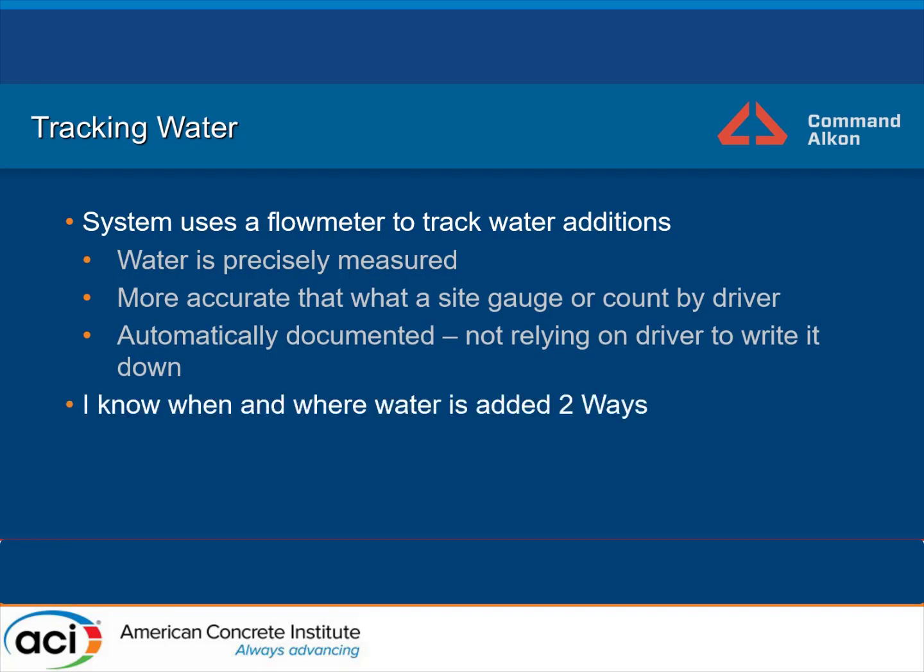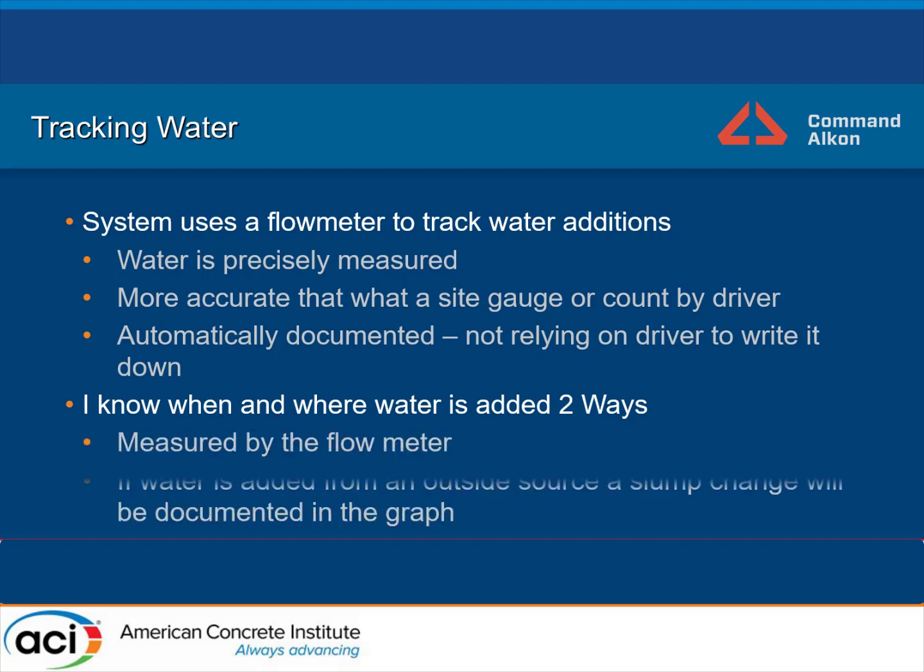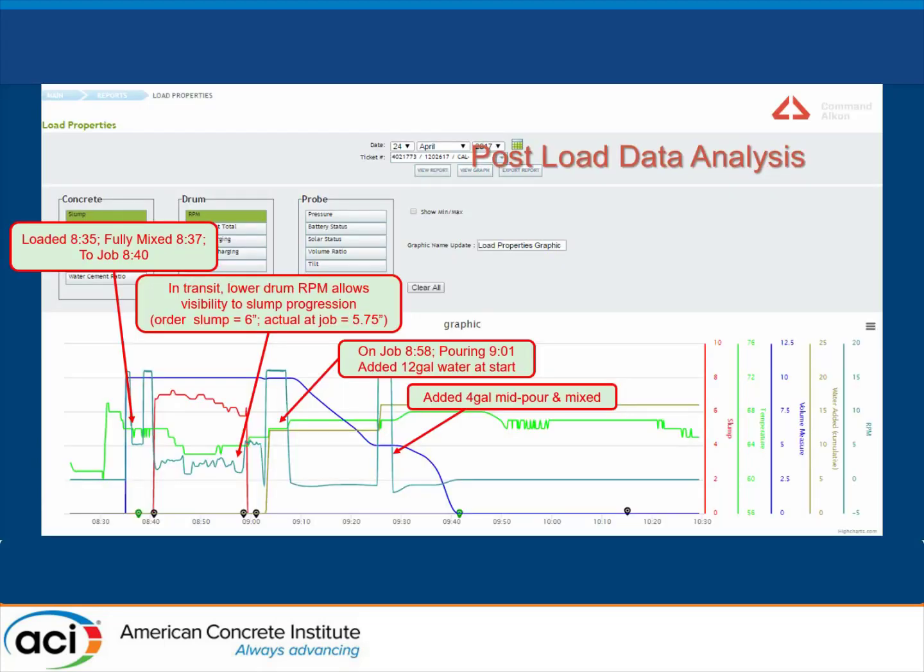Now, if water's added, as Denny alluded to, there are 2 ways you can document it. One is the flow meter, but also, if water is added from an outside source, you can see a change in the slump on the demand on the graphs. I'm going to show these. This is a pretty busy slide, and even for me, that understands the system, it takes a while to go through it. But you have slump, temperature, water added, cumulative water added, you have a wide range of things you can look at, and RPMs.